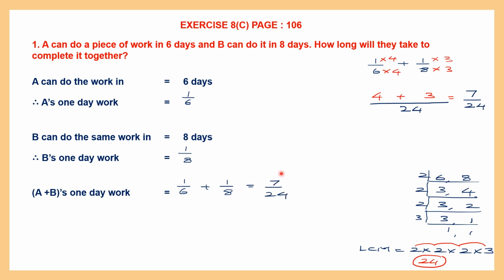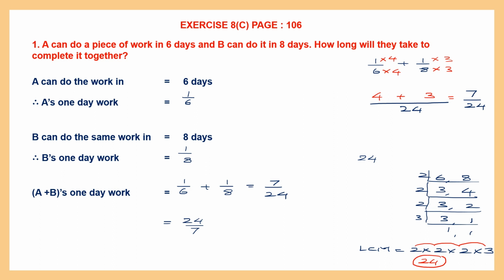So 7 by 24 is 1 day's work. Now the question is, how long will they take to complete it together? That means how many days? If 7 by 24 is 1 day's work, the number of days will be 24 by 7. Now 24 by 7 is an improper fraction. Let's convert it to a mixed number.